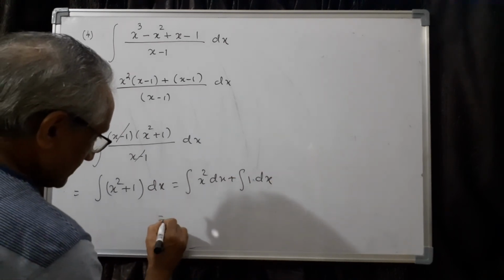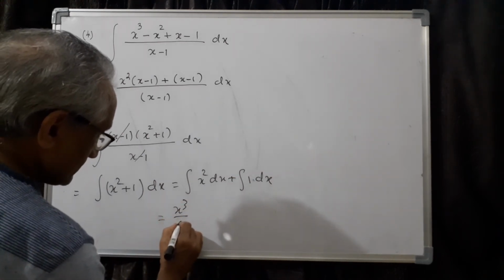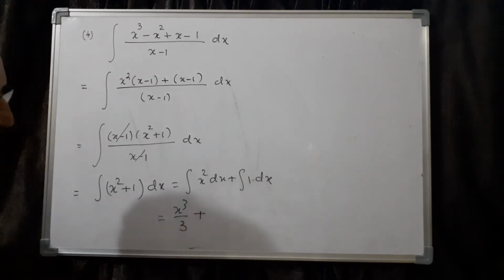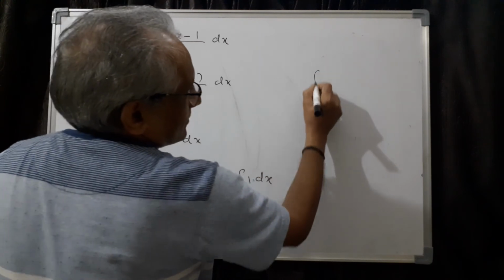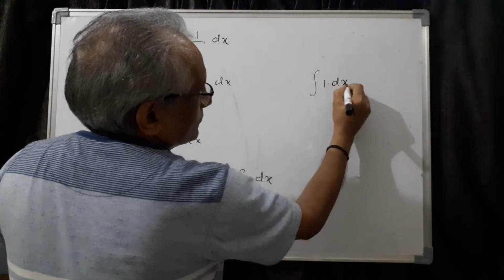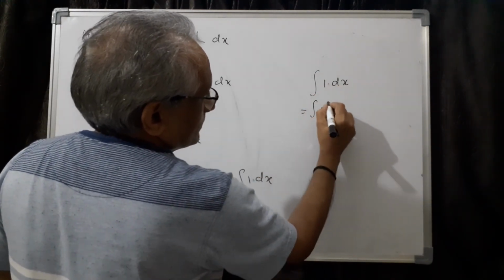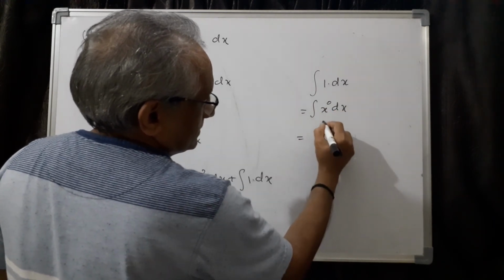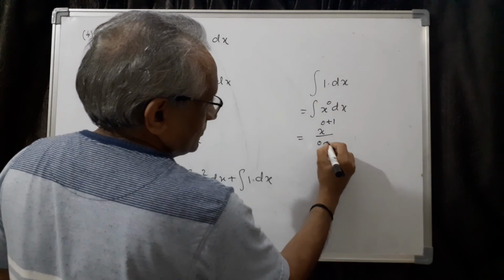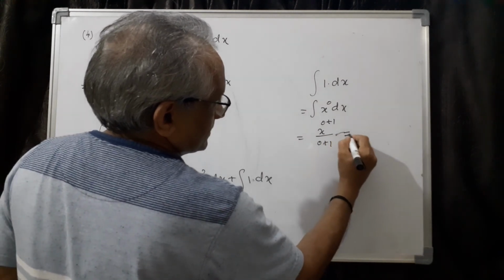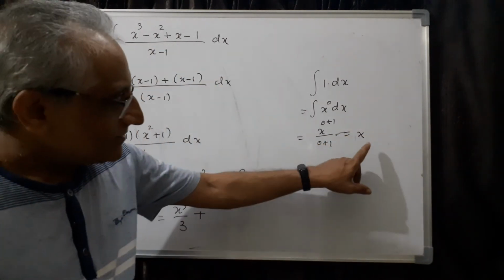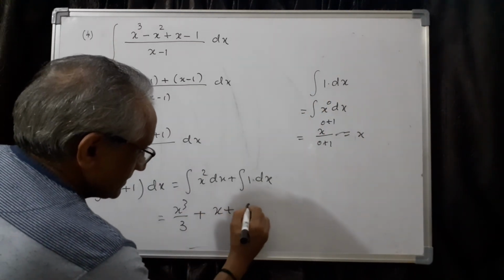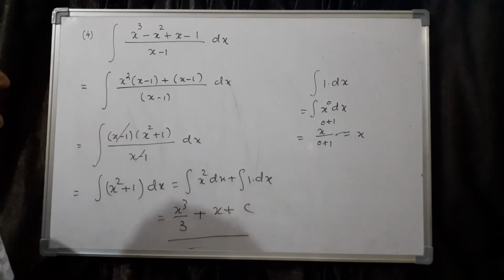So this will be x cube by 3 plus, what is integration of 1 dx? So this you have to remember, I have already told you this one, 1 is x power 0, so integration of x power 0 dx is x power 0 plus 1 by 0 plus 1. Of course, this is x, and also differentiation of x is 1. So this is x plus c. So this is the answer.